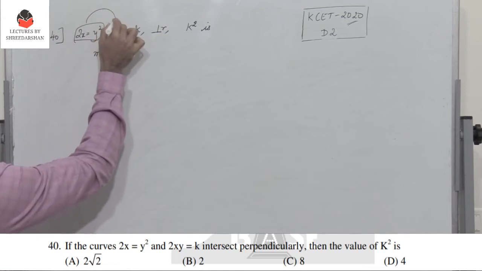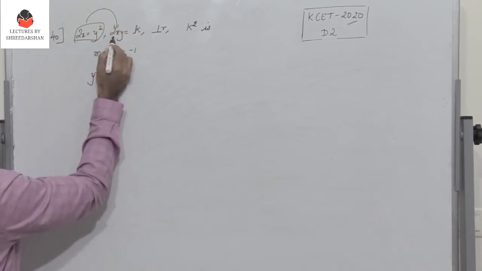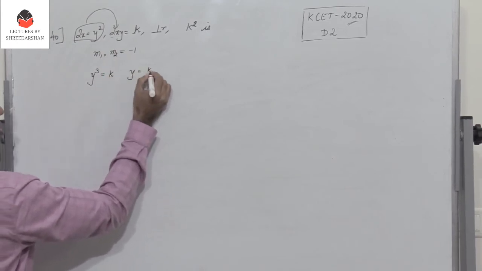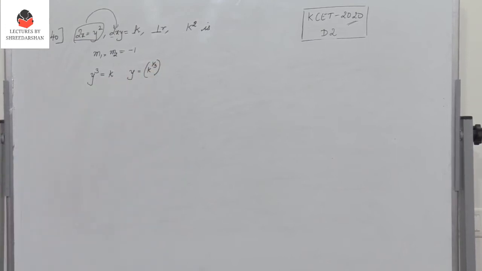So now 2x equals y square. So let me substitute for 2x here. So I have y square into y, which is y cube equals k. And what is y? y equals k power 1 by 3. So I found out the value of y here.